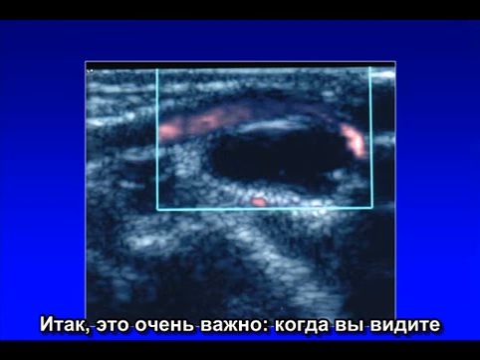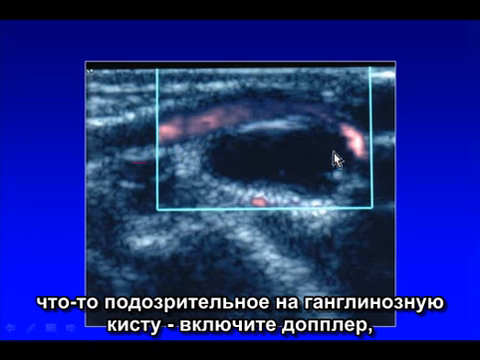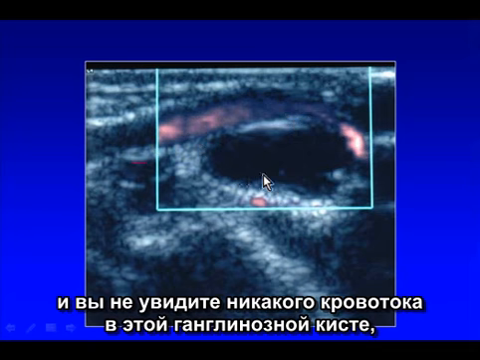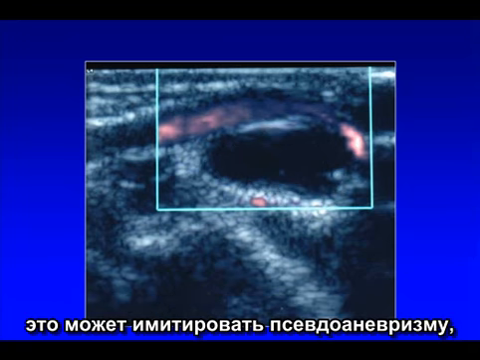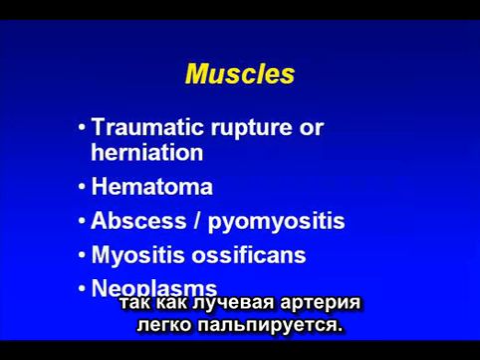So it's important when you see something that you suspect to be a ganglion cyst, put on the Doppler, and in fact you see there's no flow within the ganglion, but there is flow in the overlying radial artery, and you could see why clinically this could mimic a pseudoaneurysm since the artery is so easily palpable.